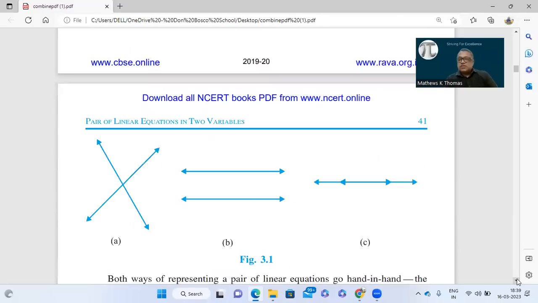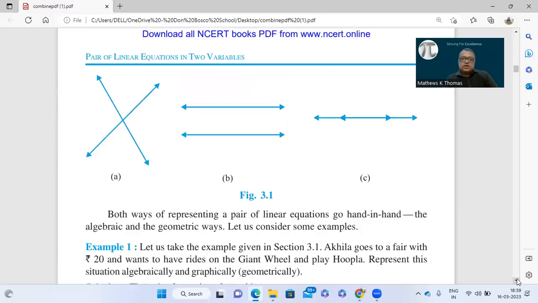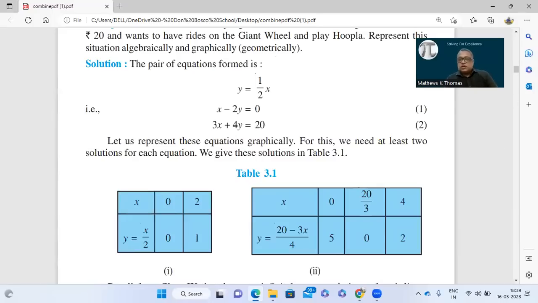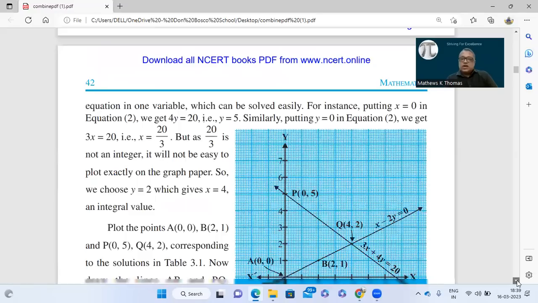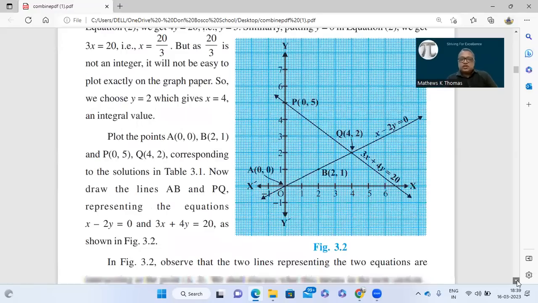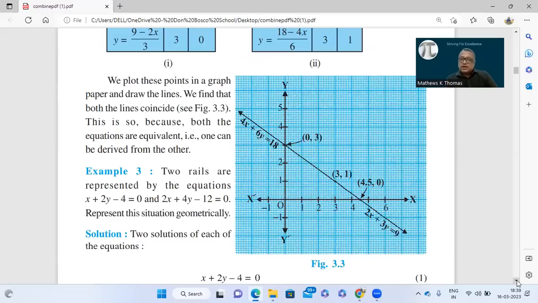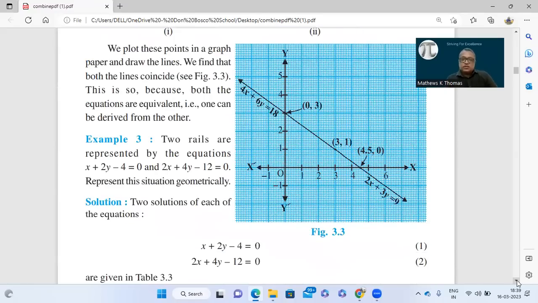So the graphs, there are 3 types of graphs. You should know that. Intersecting lines, that is when you have a unique solution. And we have parallel lines when we have no solution. And when one line is coincident on the other, then we'll have infinite solutions. So for that, you'll have to write down and remember the 3 conditions.